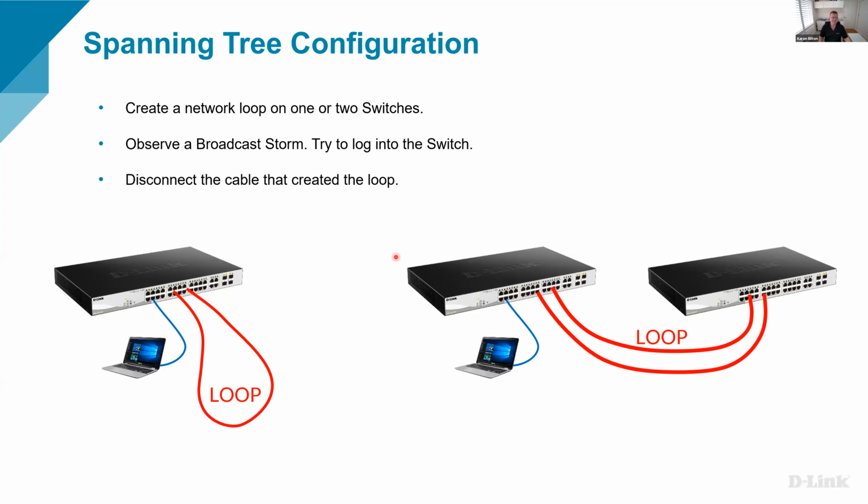Okay, so setting it up. Now, we can create a loop. Here we go. We've got a loop on one switch with the PC plugged in. We've got two cables going between two switches. That's a loop between two switches. If you do this yourself, try not to do it on a corporate network, and a standalone switch is probably better to test with, because you're going to bring down a network if it's not configured correctly. So basically, when you loop it, try logging into the switch. Odds are you can't.